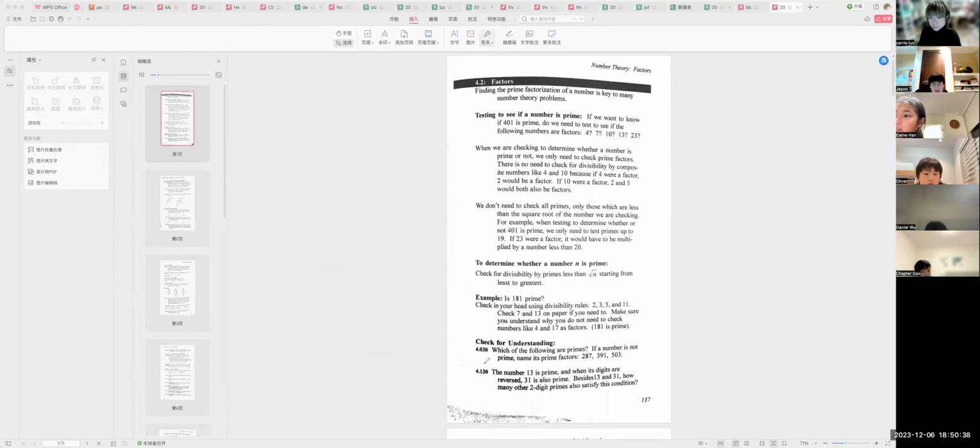Okay, so let's take a look at number 4. The number 13 is prime, and when its digits are reversed, 31 is also a prime. Besides 13 and 31, how many other two-digit primes satisfy this condition? That means the number is a prime and reversed it is still a prime. So please find all these two-digit prime numbers which are still prime when reversed.